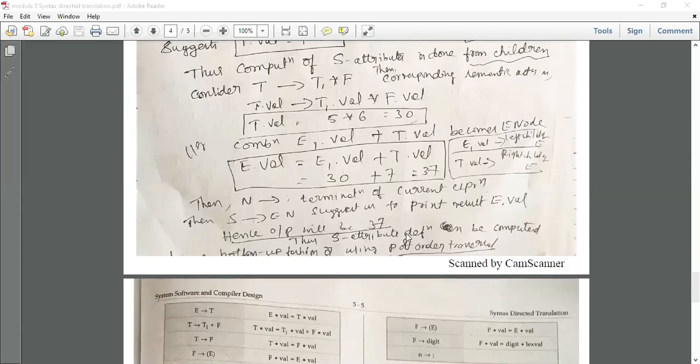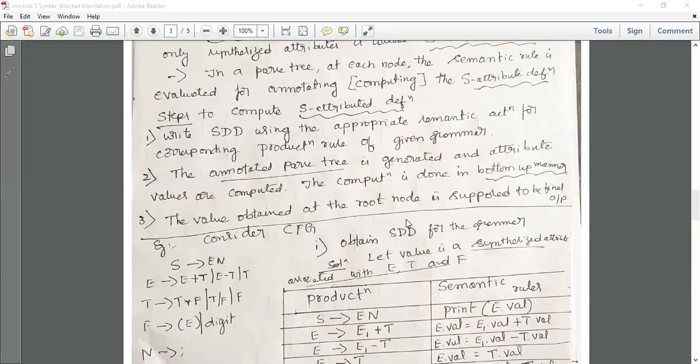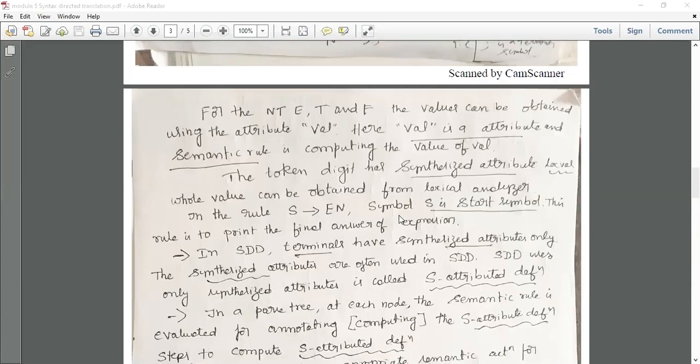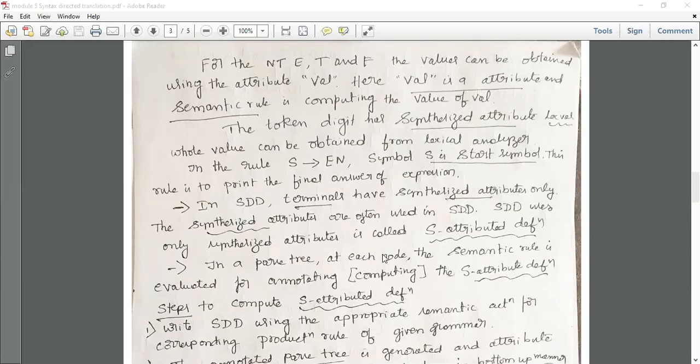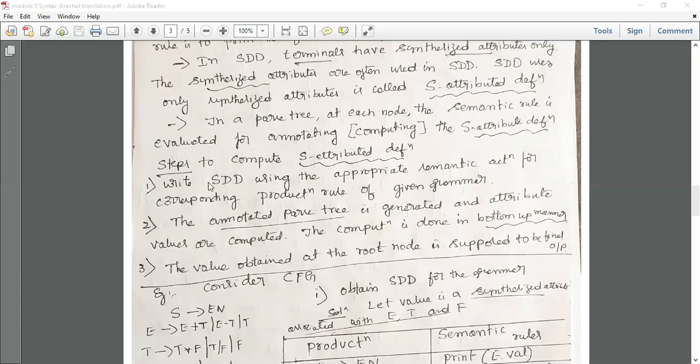Here also, that is the S attribute definition. I told you about S attribute definition. Now you see what S attribute means. In a parse tree, at each node the semantic rule is evaluated. Just now we drew the parse tree, and at each node we are mentioning dot val, digit dot lexval. Each node already consists of the semantic rule for computing the S attribute definition. See the steps.